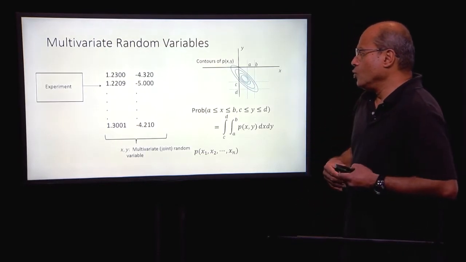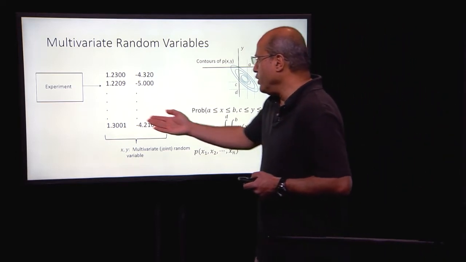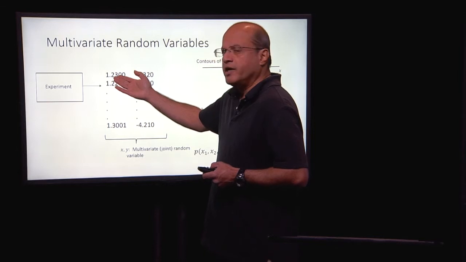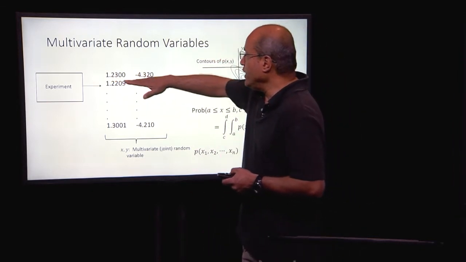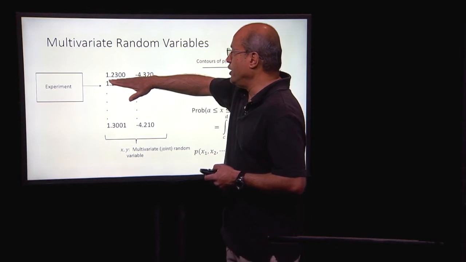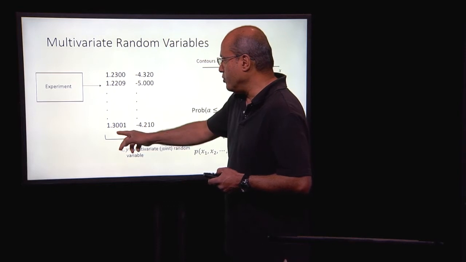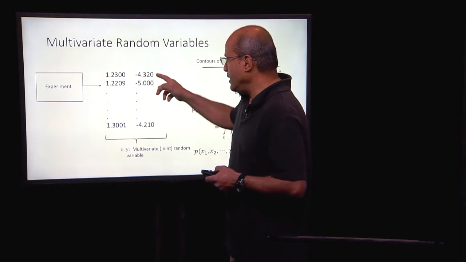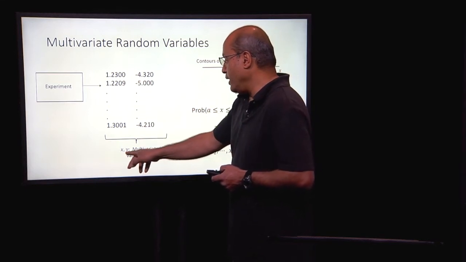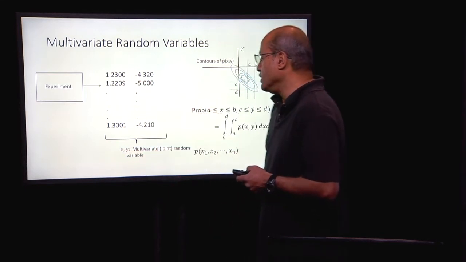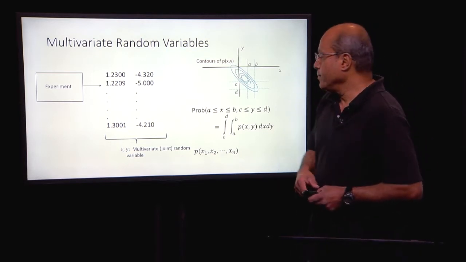Now there's a slight generalization of what we've done so far, which is when we do an experiment, instead of measuring a single number, we measure a pair of numbers. So with every experiment now, we have associated a pair of numbers instead of a single number. So let's call the variable for the first number x and the variable for the second number y. And together, x comma y as a pair, we'll say is a multivariate or a joint random variable.